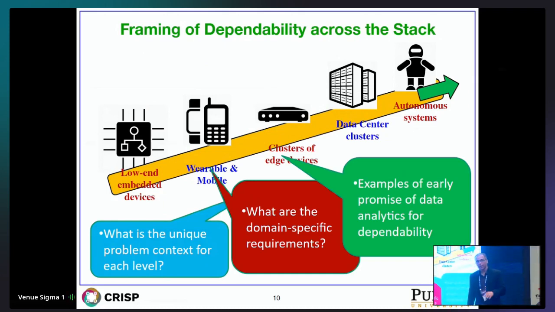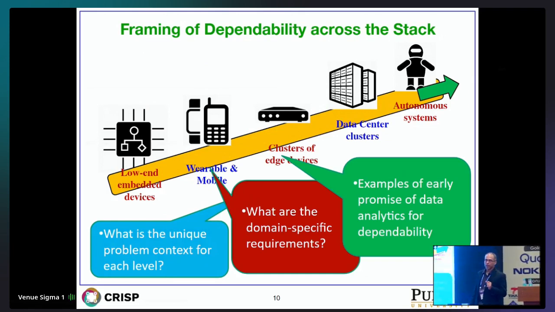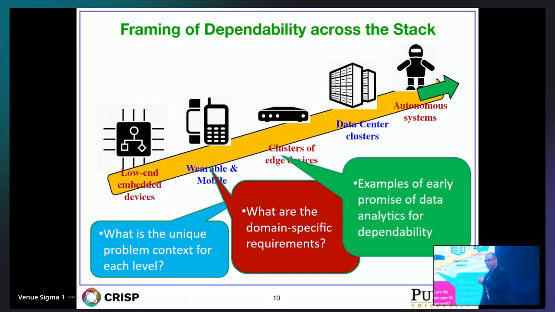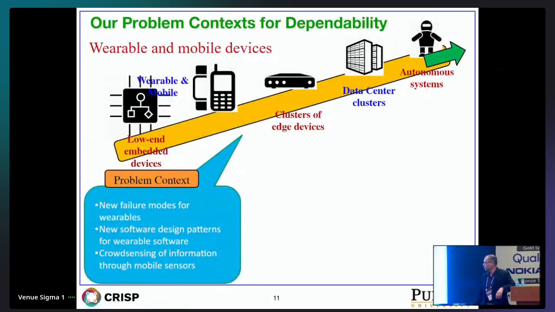When you think about dependability across the system stack, then for each level of the stack, there are 3 kinds of questions that you want to ask. The first question is, what is the unique problem context that level poses to you? What are the requirements? What are the constraints? The second one is the requirements: what are the domain-specific requirements that come from that level of the stack? And the third one is, what have been some success stories in applying data analytics in order to build dependable solutions at that level of the stack? This obviously is going to be a small subset of the latest results that I'm going to preview for you. In the interest of time, I'm not going to go through all layers of the system stack, but I'm going to pick and choose 2 or 3.